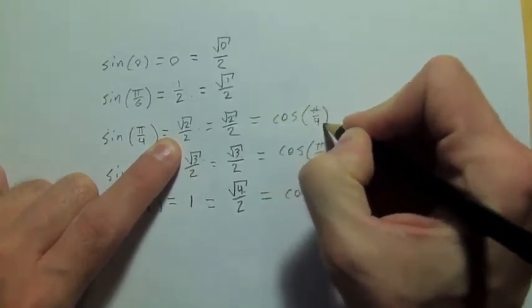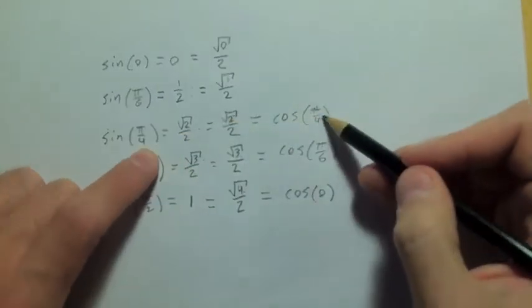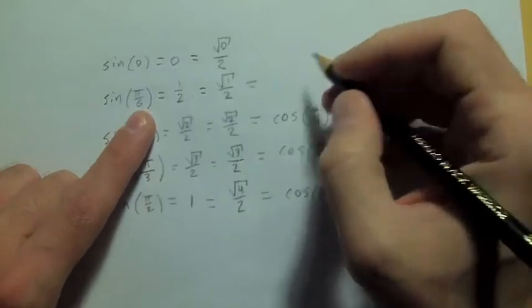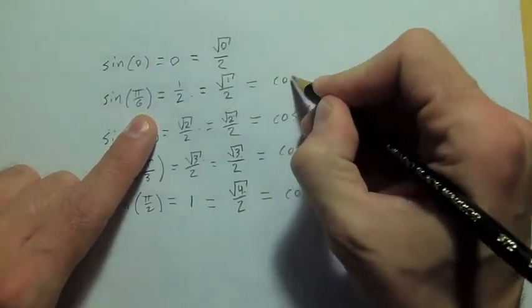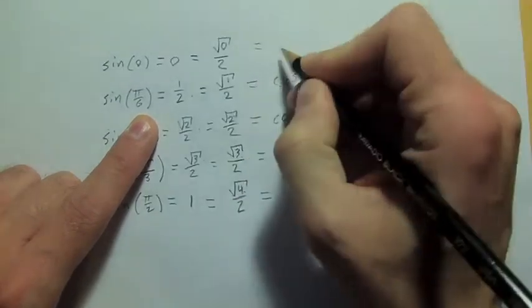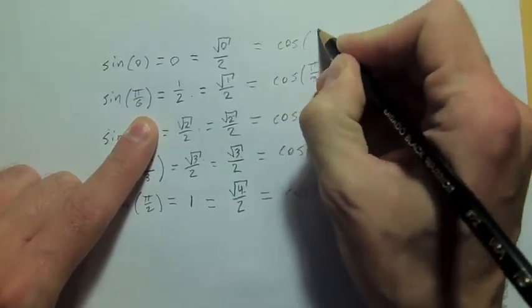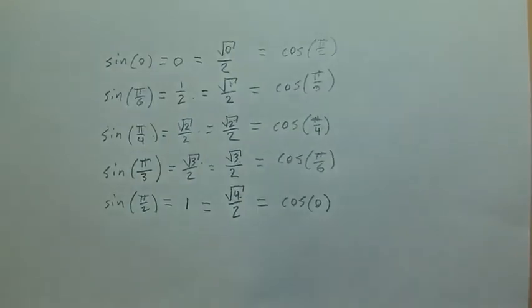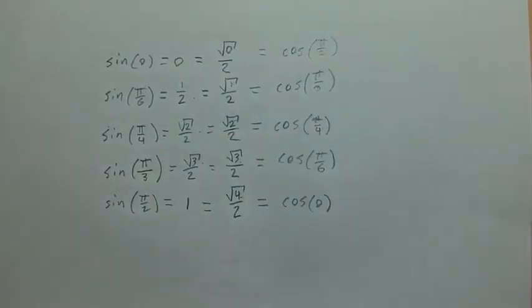So this is where they match here at pi over 4. They're the same. Cosine is equal to 1/2 at pi over 3, and it's equal to 0 at pi over 2. So cosine follows really the same exact pattern, just backwards. Okay, so once you know the pattern for sine, you also know the pattern for cosine. Okay?